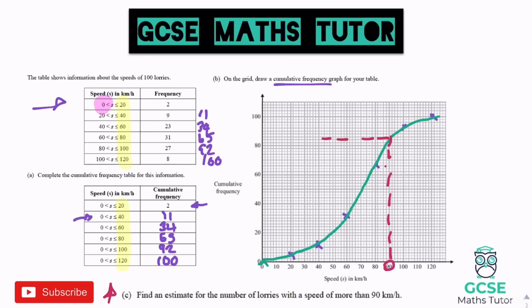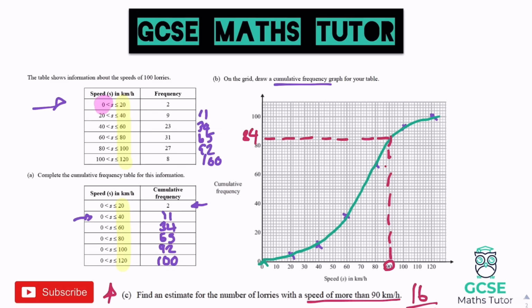Now this is going to vary depending on different people's curves. I'm going to try and read it as best as I can. Mine looks like it's coming out at around 84. So the answer is not 84, because it says an estimate for the number of lorries with a speed of more than 90. Well, there's 100 lorries in total, 84 up to 90 miles an hour, so it's the additional 16 on top of that. 100 take away the 84 would be 16.